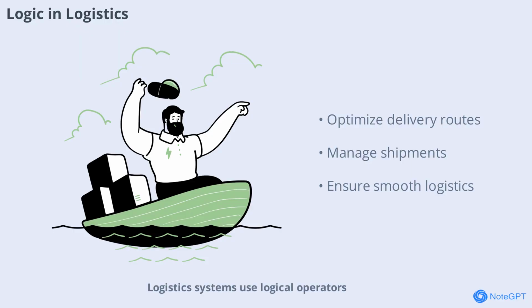Logistics systems use logical operators to optimize routes and manage deliveries. For example, a delivery might be made if the address is correct and the package is ready. Logical operators help ensure that logistics runs smoothly and efficiently.